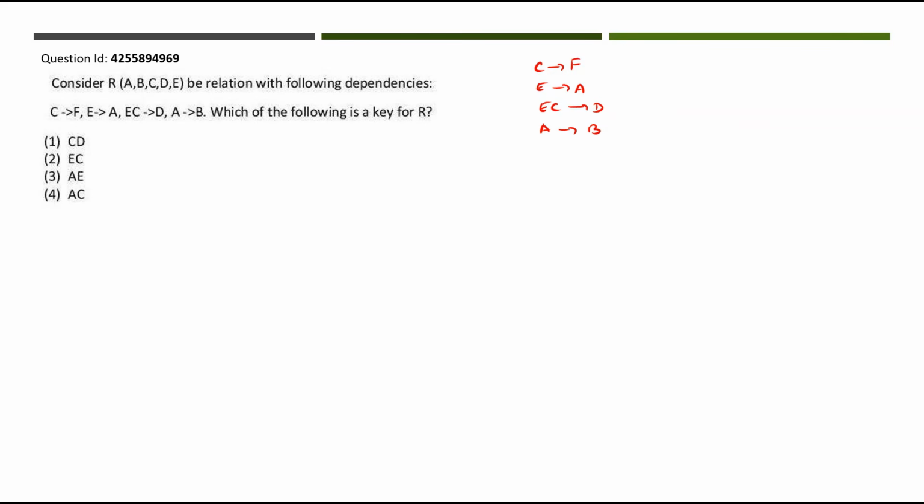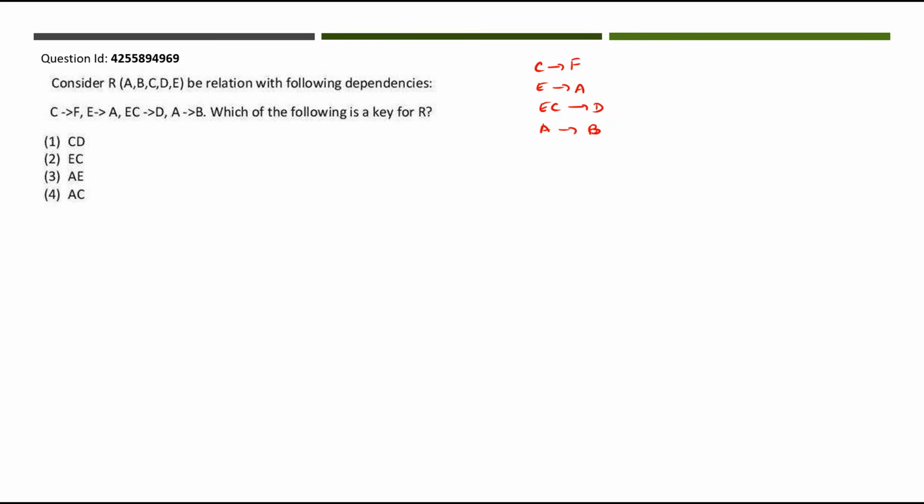So they are asking about the candidate key, we can say. So what is actually the key? It's a set of minimal attributes with which you can distinguish a particular record. Now in order to find which particular option is going to be the key, we have to find closure with all the options. But before we start with the options, just look at the dependencies.